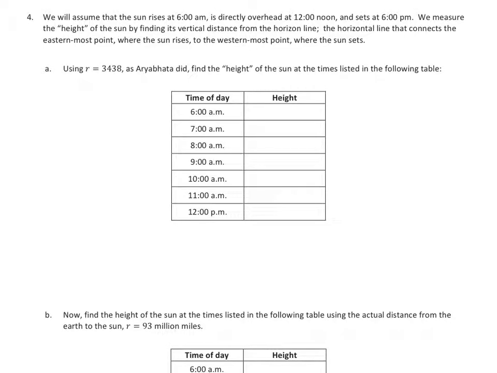Now here is an example that will come in handy, and this is the following. We will assume that the sun rises at 6 a.m., is directly overhead at noon, and sets at 6 p.m. We measure the height of the sun by finding its vertical distance from the horizontal line, that is jaw in the ancient times. The horizontal line that connects the easternmost point where the sun rises to the westernmost point where the sun sets. In other words, that's the x-axis.